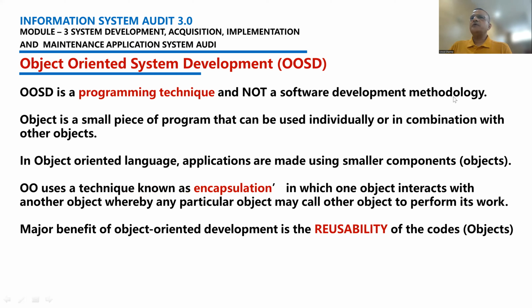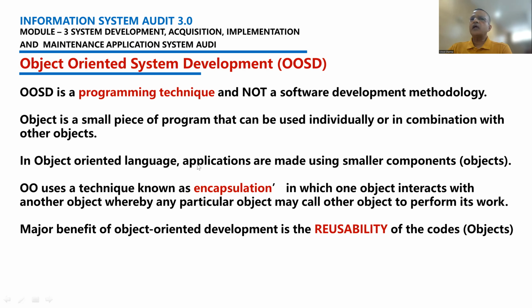An object is a small piece of program that can be used individually or in combination with other objects. As I have mentioned earlier, I write a piece of a program that I have to use several times during the entire program. So I make it an object and store it in the central repository, either individually or in combination with other objects, and I can call that program, method, or function as and when I need it, instead of writing those source code lines again.